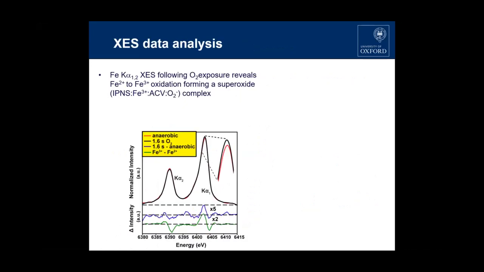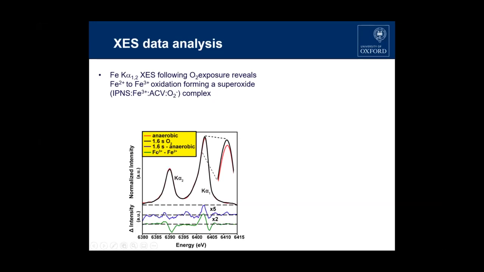As mentioned before, we were also simultaneously collecting emission spectroscopy data. And here are the iron K-alpha lines. We see the 1.6 second and the anaerobic data set, and there are small differences in magnitude and shape of the signal. If we look at the difference spectrum between both of them, this is the blue one, we see that there's a slight positive peak in this region here.